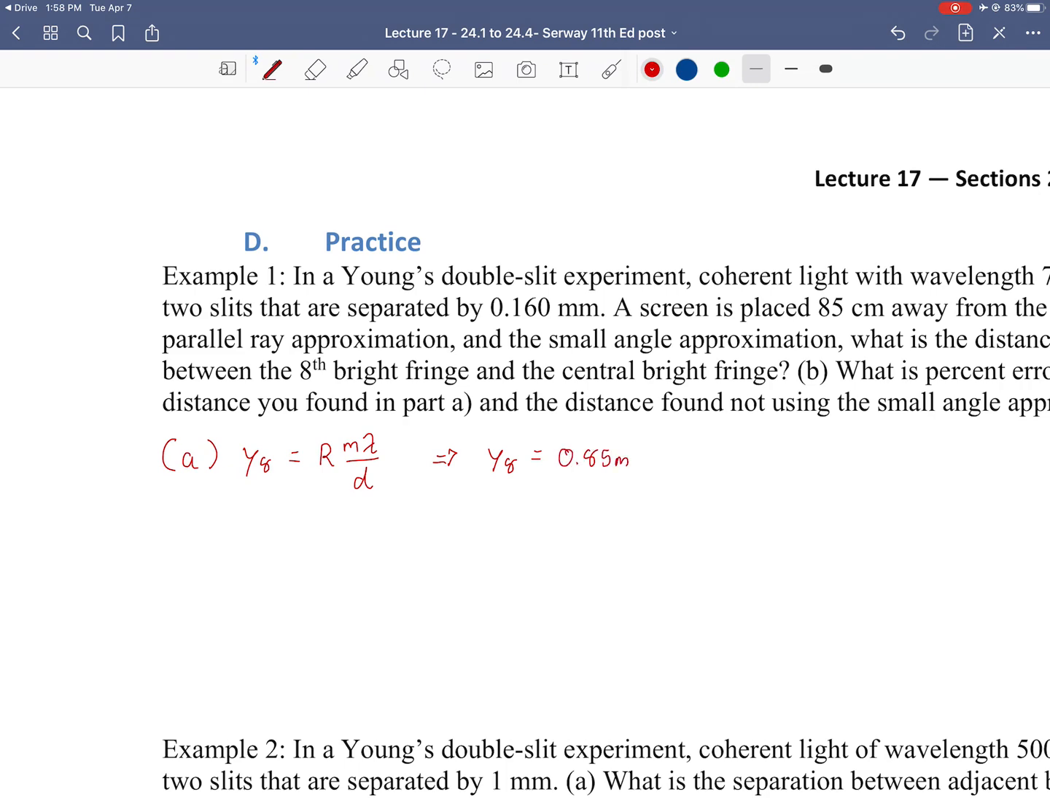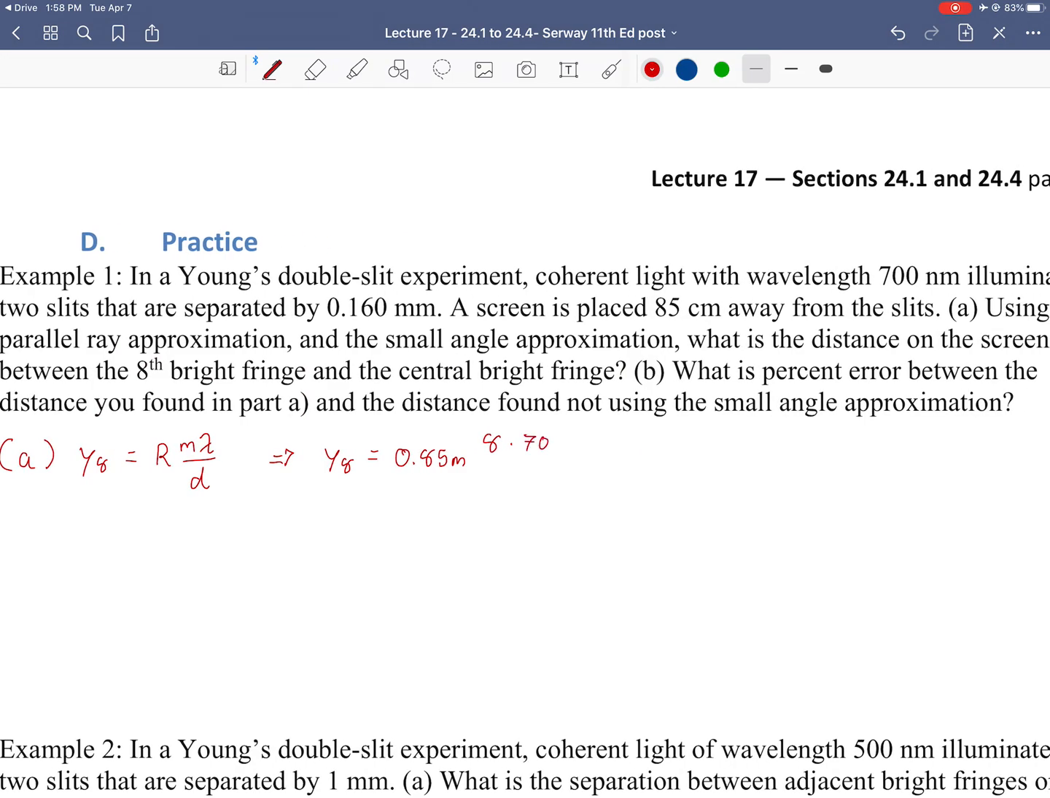So we're still trying to find y8. I have r, which is given as 85 centimeters, so we'll convert that to meters. We'll plug in m equals 8. Our lambda is 700 nanometers. Now that we're working with the wave properties of light, we're going to have a lot of things in nanometers, so we get very used to remembering that nanometers are 10 to the negative 9 meters. That's all going to be divided by the slit spacing d, which was 0.16 millimeter. Millimeters are 10 to the negative 3, so I'm going to write it in scientific notation as 1.6 times 10 to the negative 4 meters.